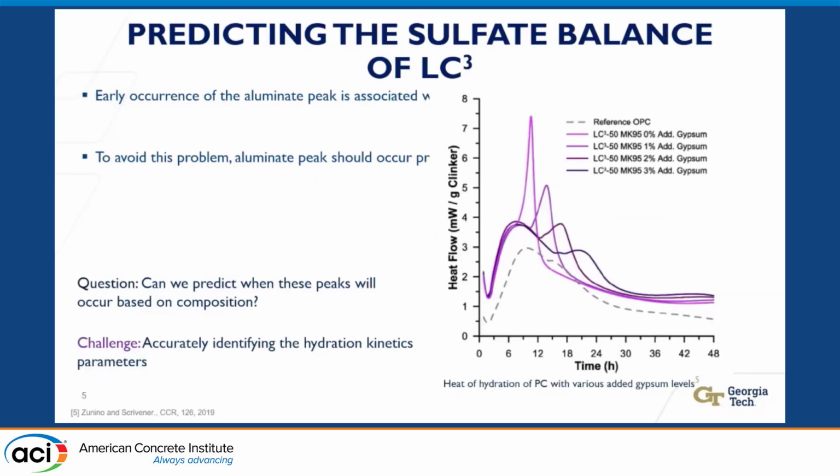And so there's been a connection with the staging of the silicate peak and the aluminate peaks that's observed in calorimetry as shown here. We'd like it to look more orderly like the reference OPC sample. However, if you have an LC3 that has no gypsum added, you see this spike in the aluminate peak, and ideally you've got at least an hour in between these peaks. And so the question is, how do we come up with a strategy for dosing this appropriately? We believe that it's related to the sulfate content.